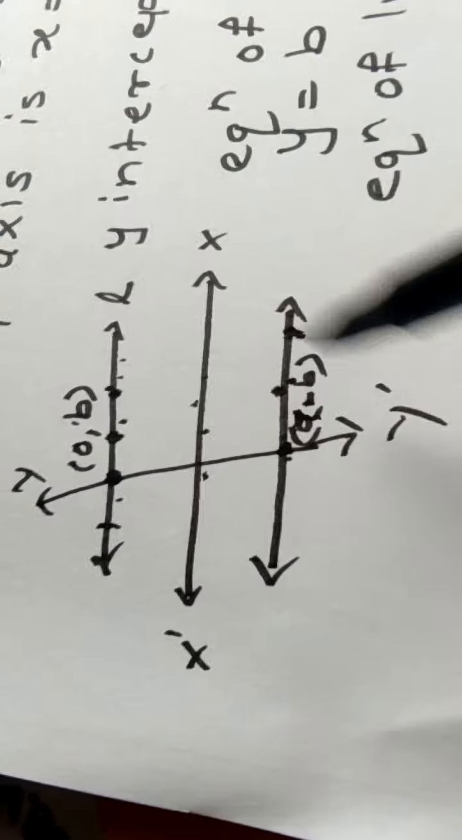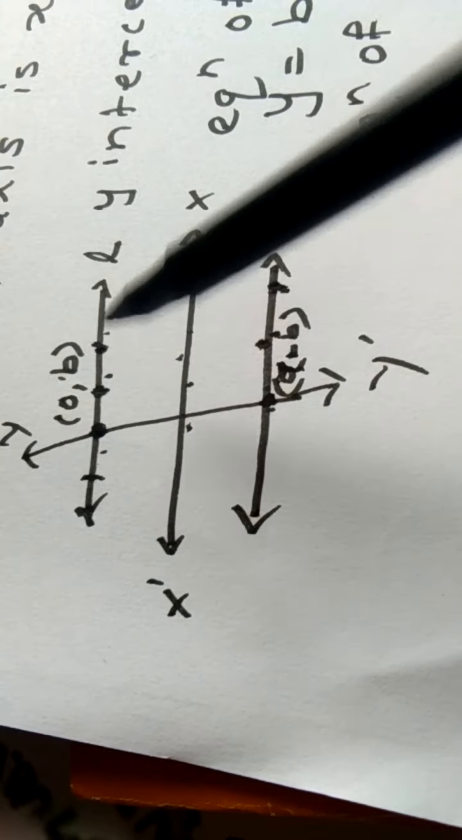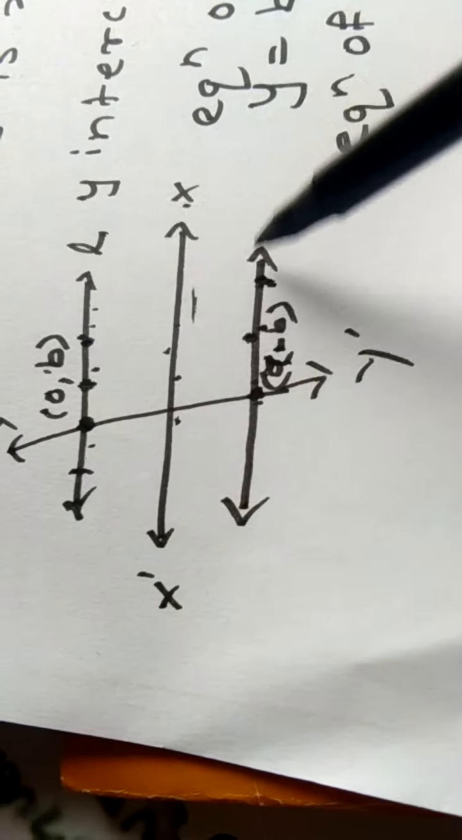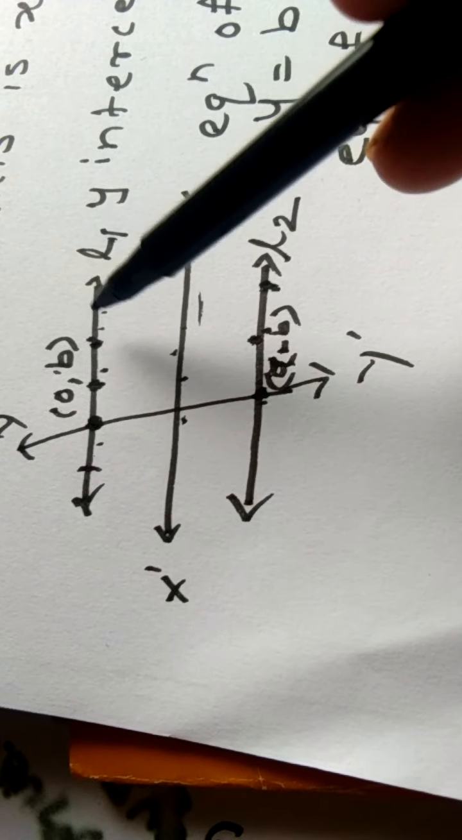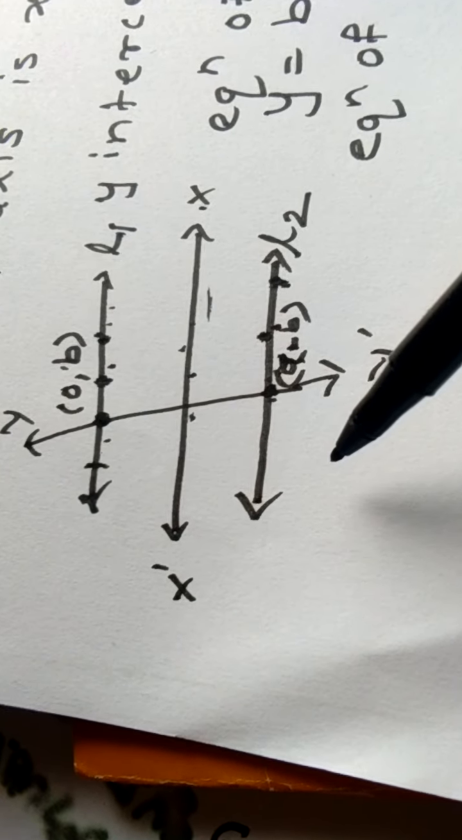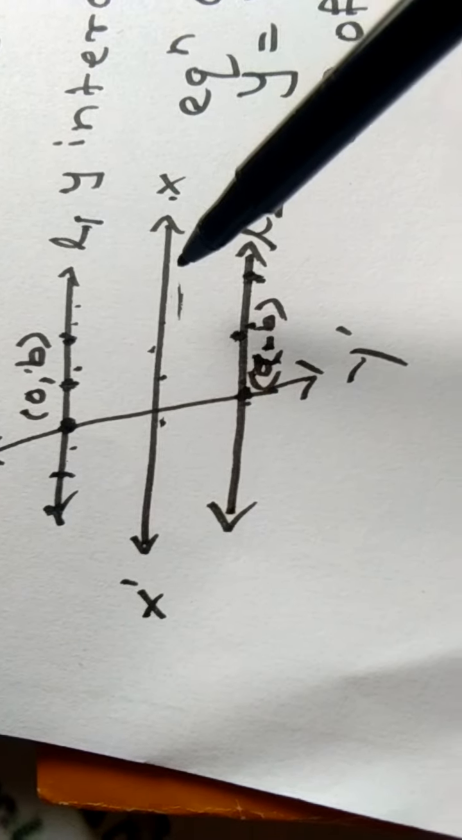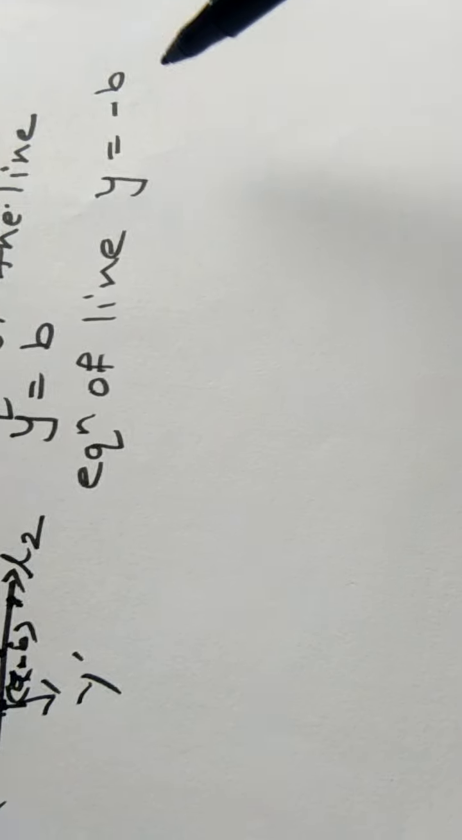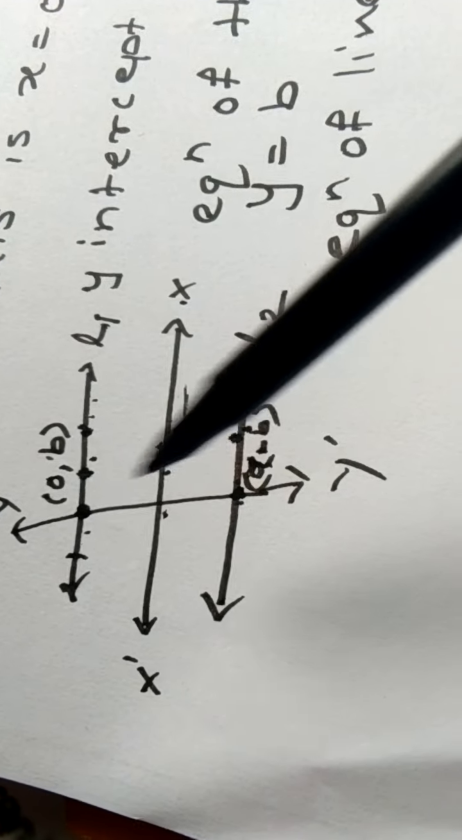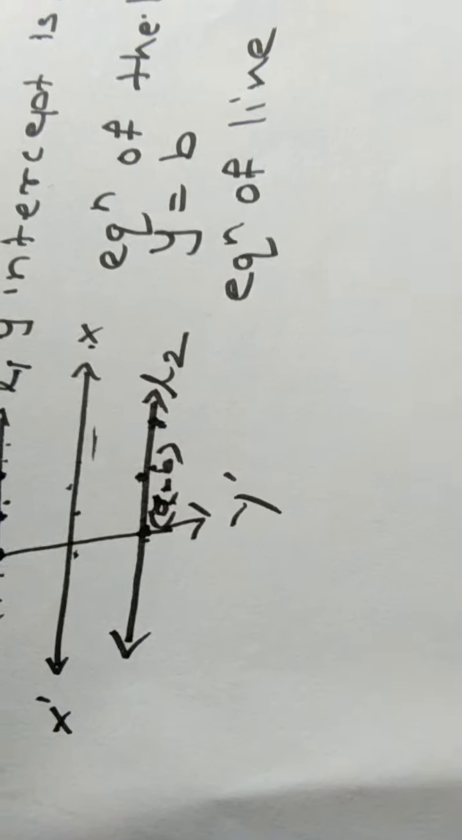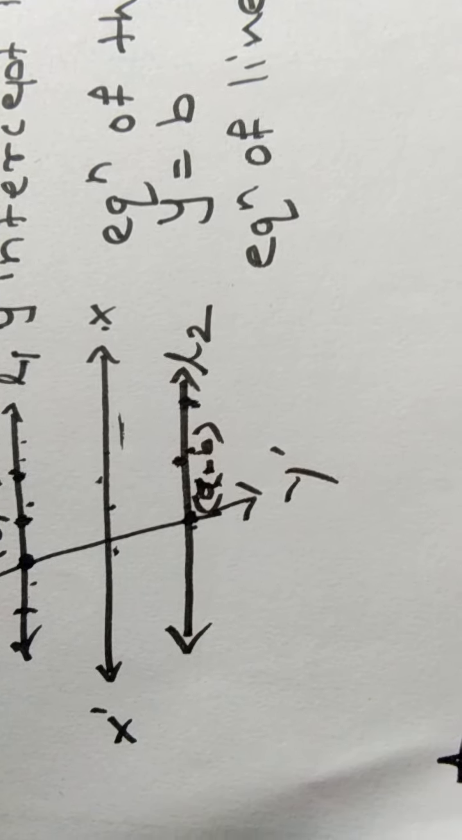Means you understand that if the line is parallel to the x-axis, see, this is the x-axis, this line is L1, this is line L2. Both the lines are parallel to the x-axis. The equation of a line parallel to the x-axis is y equal to plus b, we get plus also and minus also. Then we can say that the equation of a line parallel to the x-axis is y equal to plus or minus b. Now this is a very important point.